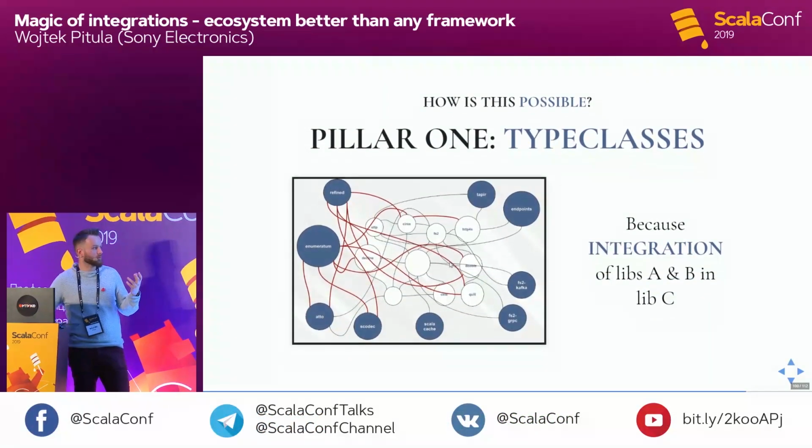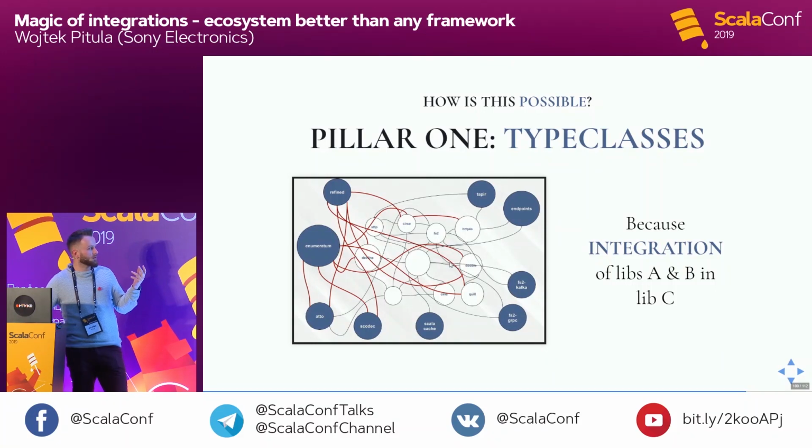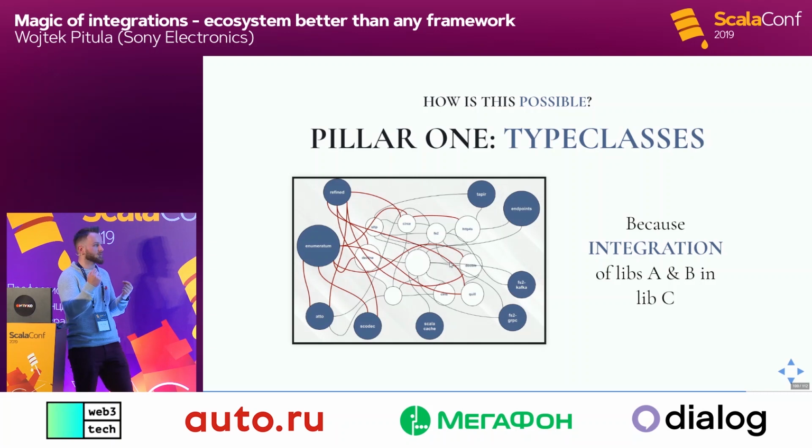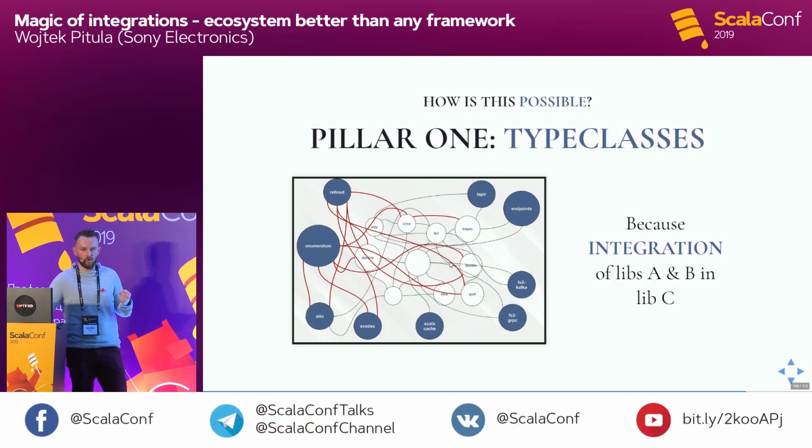But how is that possible? The first reason is that these are type classes. Whenever there are two libraries that do different stuff, like refined deals with type safety and Circe deals with JSON, you need to integrate them together. You don't want either of them to depend on the other. With type classes, you can define the instances in a separate package, a separate module. So you're not forced to use any of those, but still you can leverage the support.